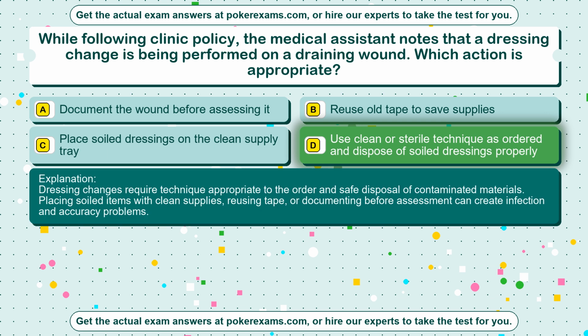Dressing changes require technique appropriate to the order and safe disposal of contaminated materials. Placing soiled items with clean supplies, reusing tape, or documenting before assessment can create infection and accuracy problems.